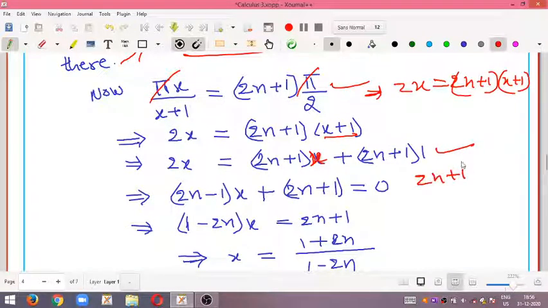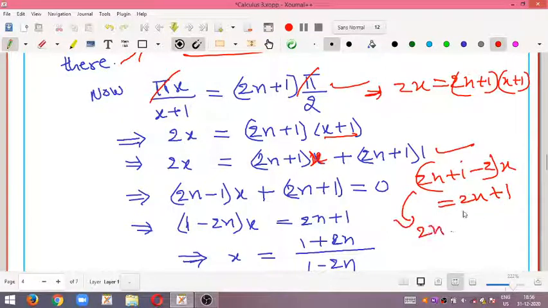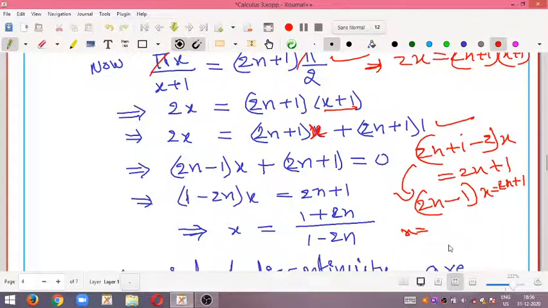Now, (2n plus 1) into x is there, and 2x taken to this side, so minus 2 into x will come, which is equal to 2n plus 1. This is nothing but (2n plus 1 minus 2), which is minus 1, into x, which is equal to 2n plus 1. So this implies x is equal to, what will happen?